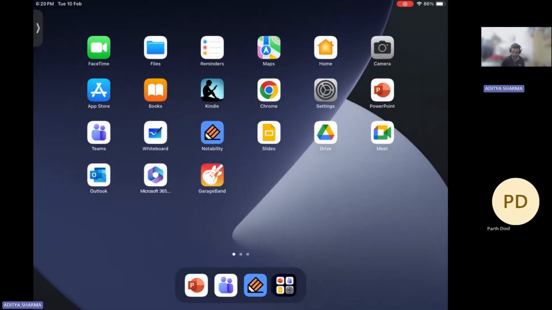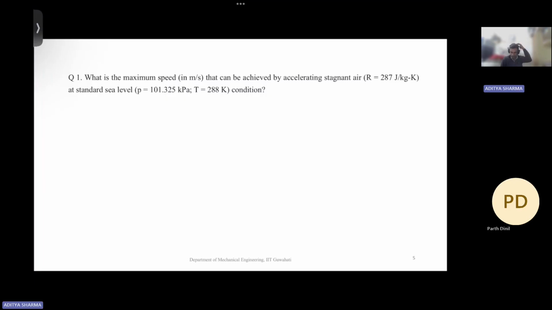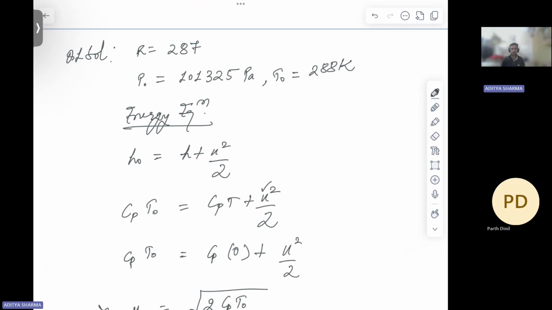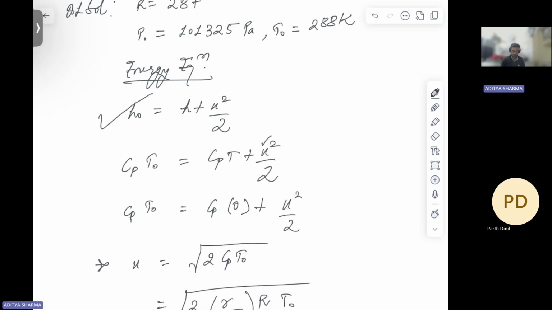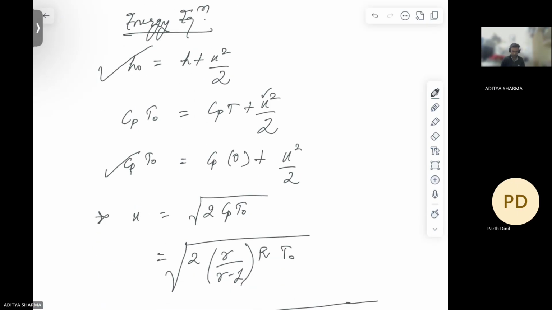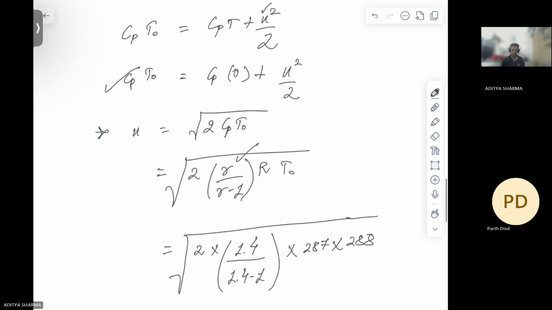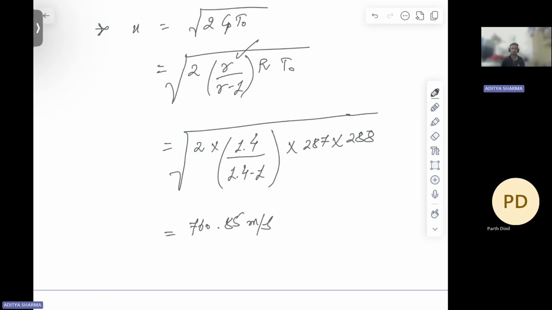So I have just solved this question. What is the maximum speed that can be achieved by accelerating stagnant air at standard sea levels? So I just use the energy equation here. I have equated enthalpies first. Then I have split this Cp into gamma by gamma minus 1 into R. And this way I have solved this question. So this is question number 1.